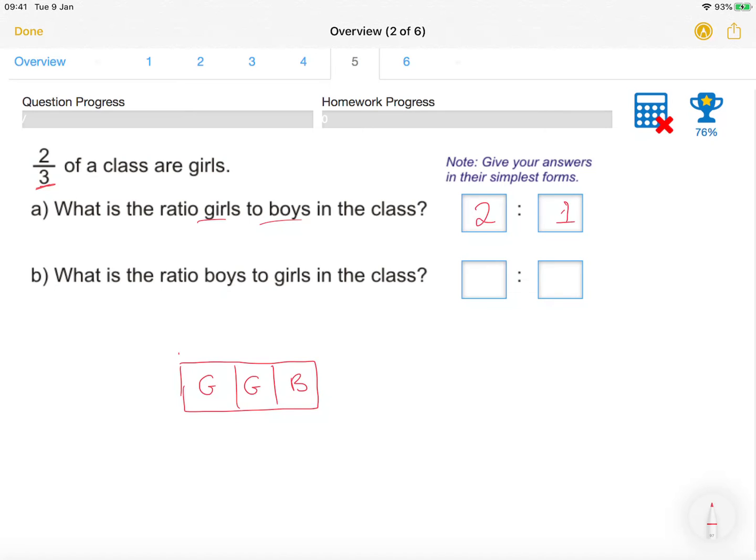And boys to girls, I could just flip that around. So for every 1 boy, there's 2 girls. So this is boys to girls, this is girls to boys. So you can just flip it around.